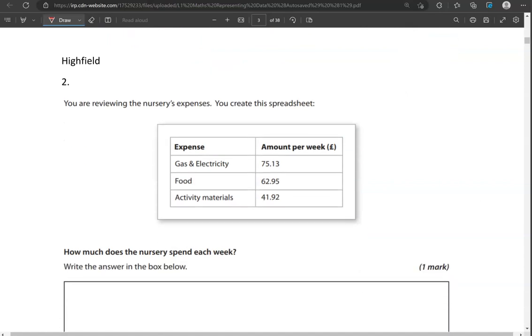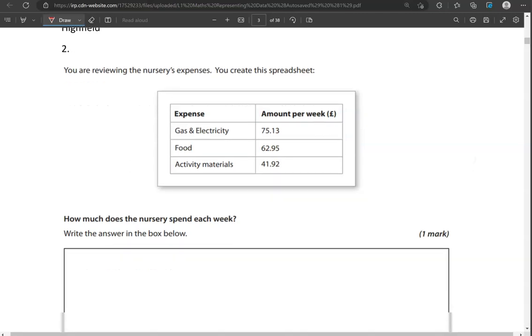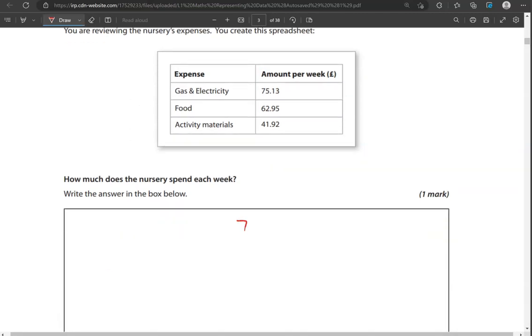You are reviewing the nursery's expenses. You create this spreadsheet. How much does the nursery spend each week? Write the answer in the box below. So we're going to add the amounts for gas and electricity, food and activity materials. So £75.13, £62.95, £41.92.